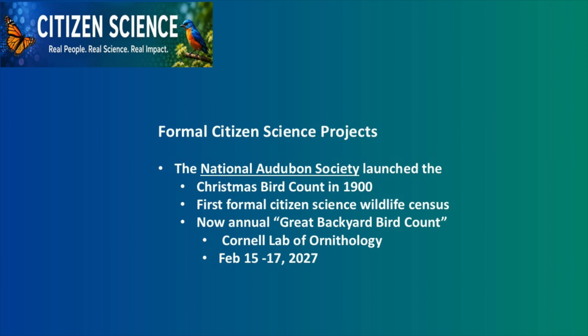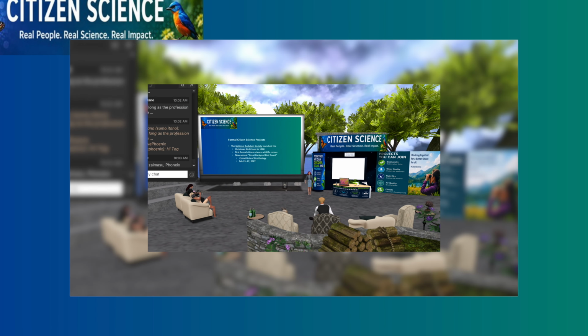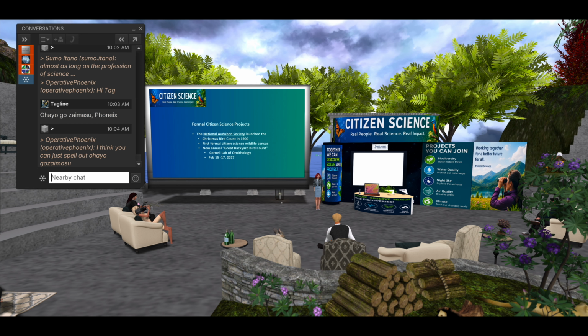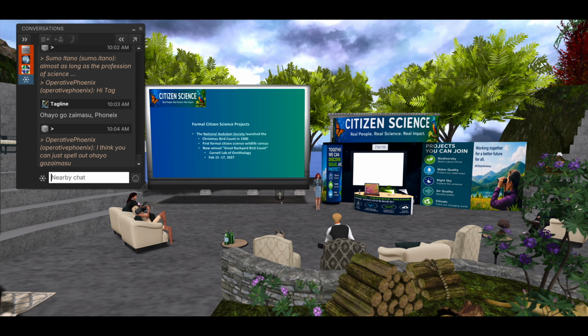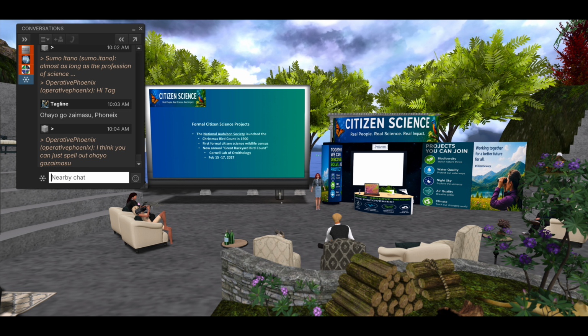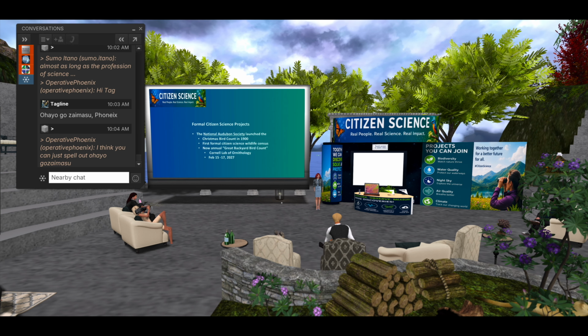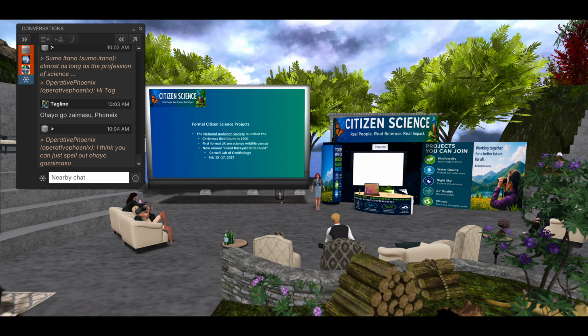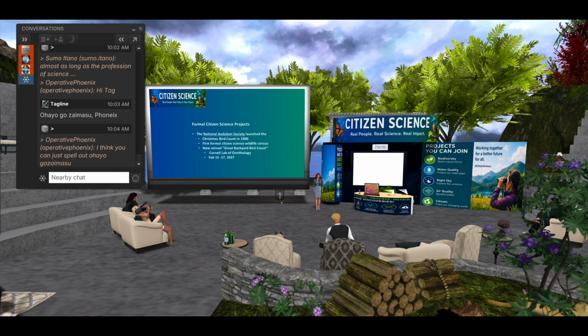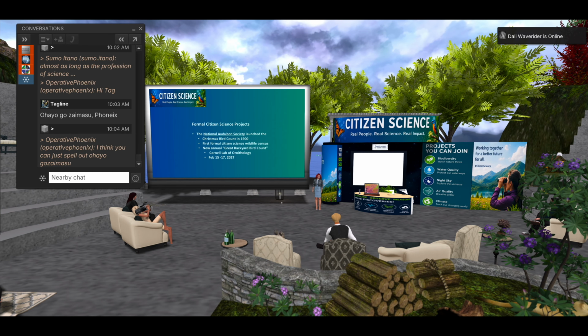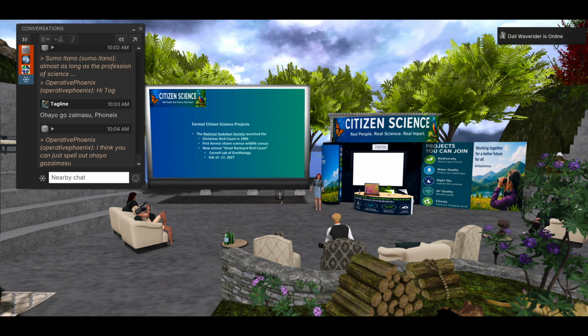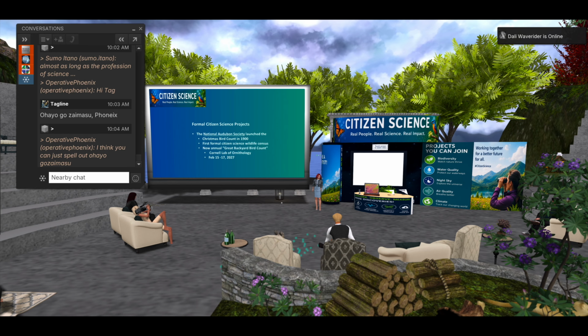There have been many, many formal citizen science projects, and the National Audubon Society launched theirs in 1900 with the Christmas bird count. It was the first formal citizen wildlife census. It's now the annual Great Backyard Bird Count sponsored by Cornell. And the next one is next year in February, and you can participate in that one.